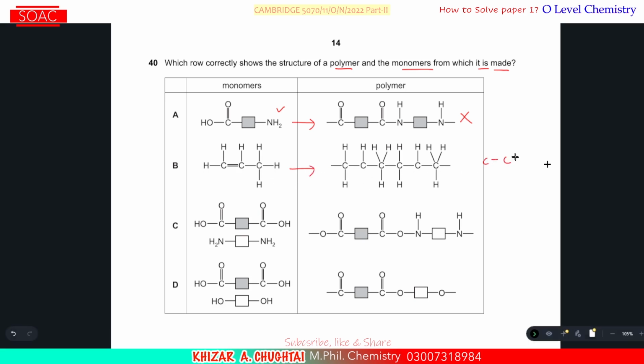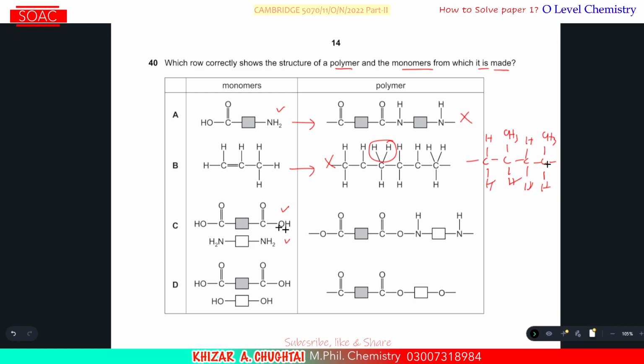I mean C single bond C, CH3 again, I mean CH, H, CH, H, H, CH3, H, and so on. But there is no visibility of the CH3 group. So again, it's wrong. In option C, one is dioic acid, the other one is diamine.